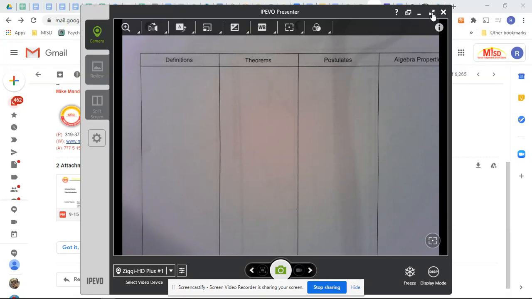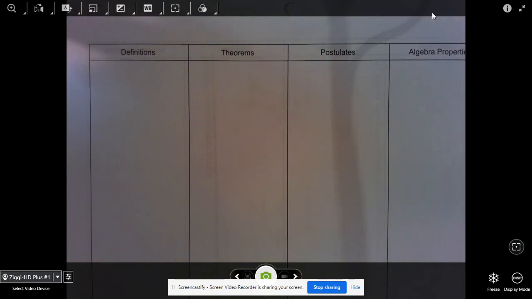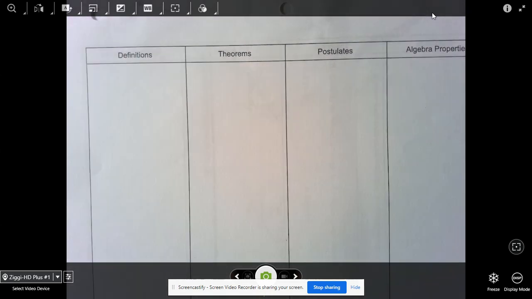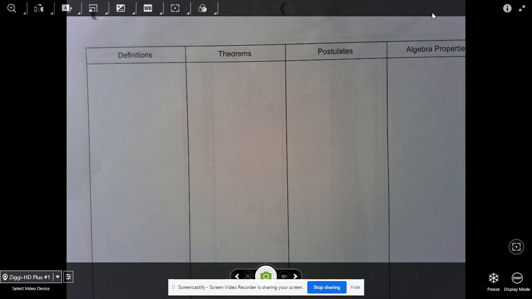All right, today we're going to focus on the beginnings of writing two-column deductive proofs. And so our start today is going to be a focus on filling this paper in. So you need to make sure you have this handy, and we're going to write several things in here. So the first column we're going to start with is the definitions column.